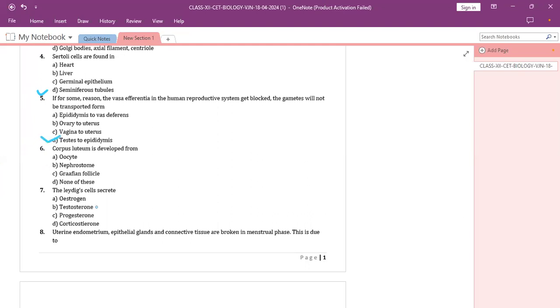Sixth one, corpus luteum is developed from A. oocyte, B. nephrostome, C. Graafian follicle, D. none of these. Obviously, the corpus luteum is developed from the leftover Graafian follicle after the release of the ovum. So option is definitely C.